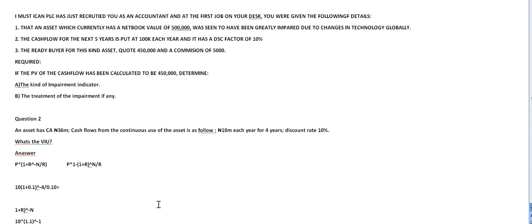So what is 1.1 raised to power minus 1? That's the first year. Your first year annuity will be what? For 10%, I think it's 0.909. Yeah, I think so. You have a calculator. Please press 1.1 raised to power minus 1, what is it?